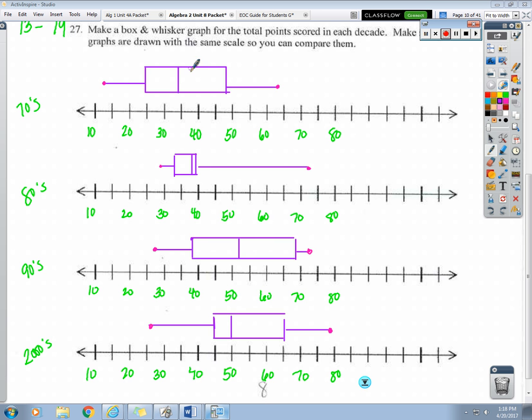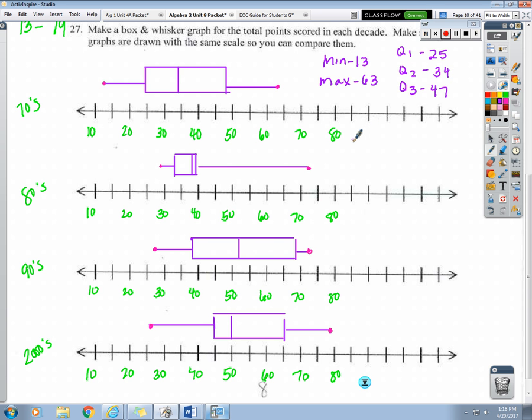So, before we move on, I want to rewrite the 5-number summary so that when we're answering the questions, we have that information. So, for the 70s, what was the minimum? What was the maximum? What was quartile 1? 25. Quartile 2? And quartile 3.